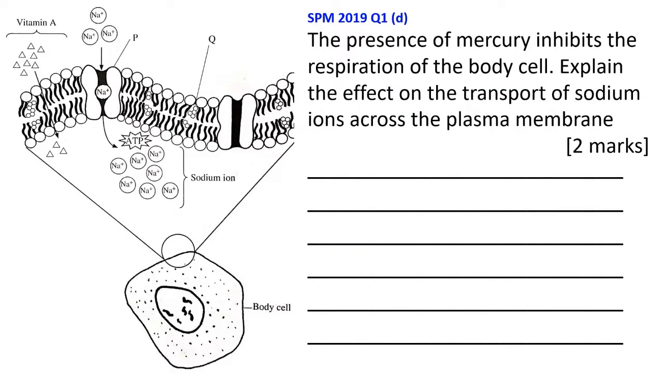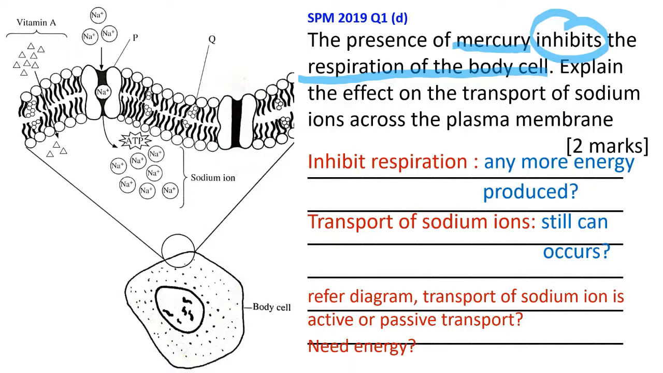Next, the presence of mercury inhibits the respiration of the body cell. Explain the effect on the transport of sodium ions across the plasma membrane. So the question already gives us the information. Inhibit respiration, so no more energy is produced, then can the transport of sodium still occur? So refer to the diagram.